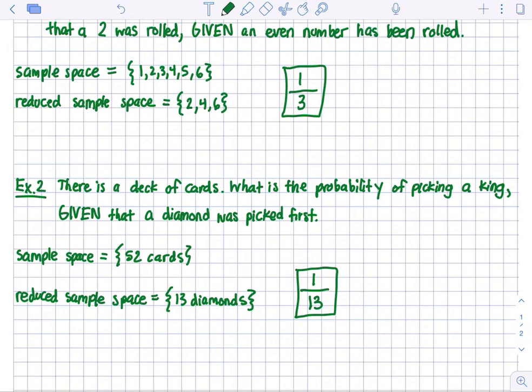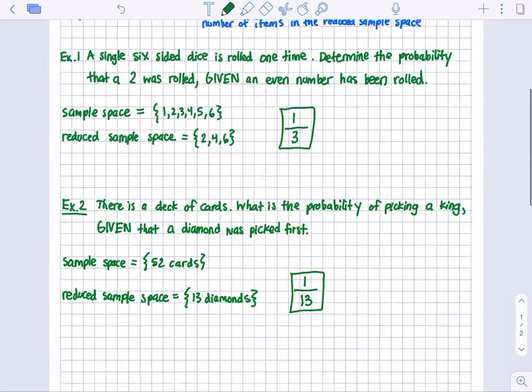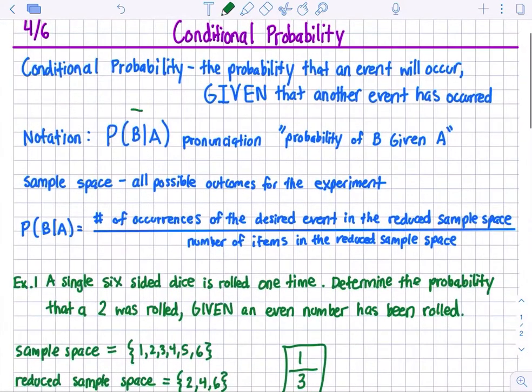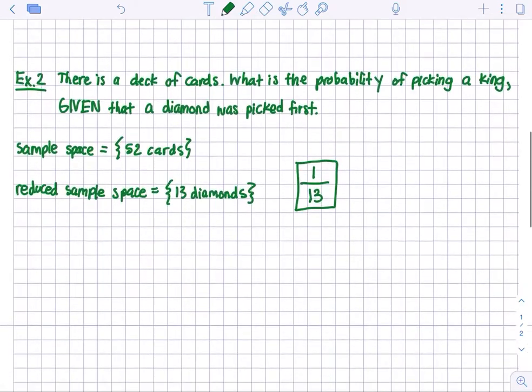Just a recap: this is the probability of B given A. You try to find the probability of your 2 events using conditional probability. When you find your probability, it's the reduced sample space, the restricted amount, on the bottom, over what you're trying to find, your target. And that's how you will find your conditional probability.